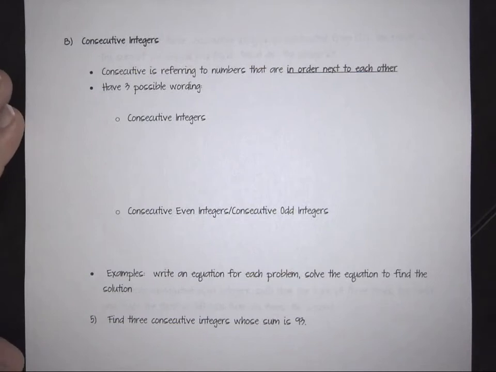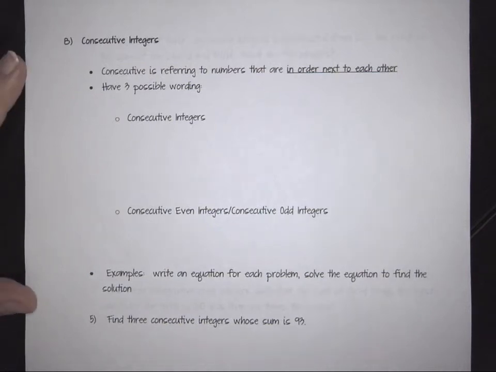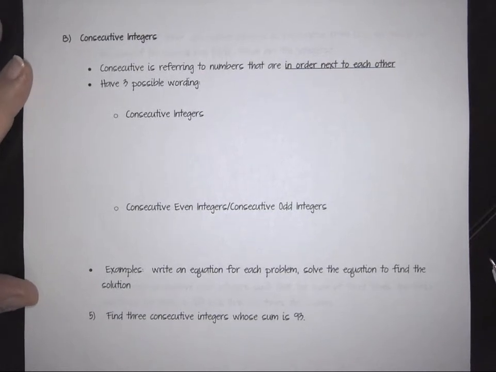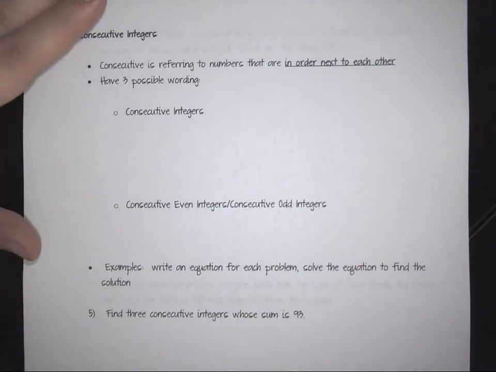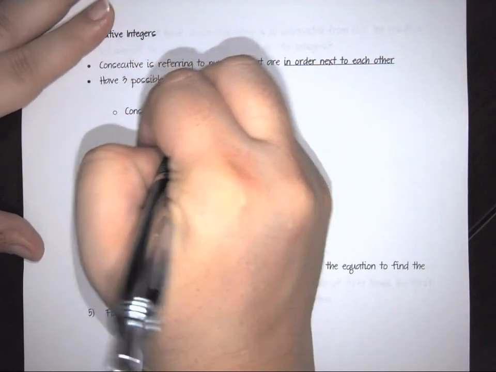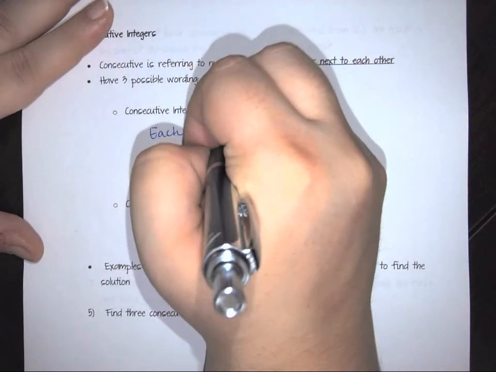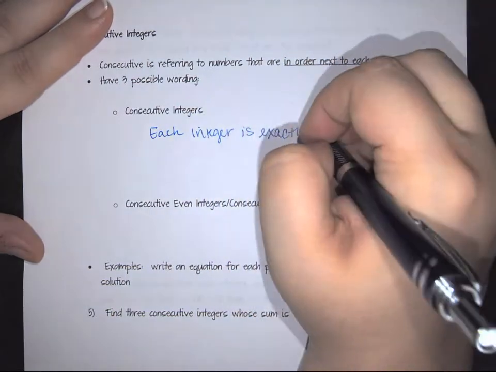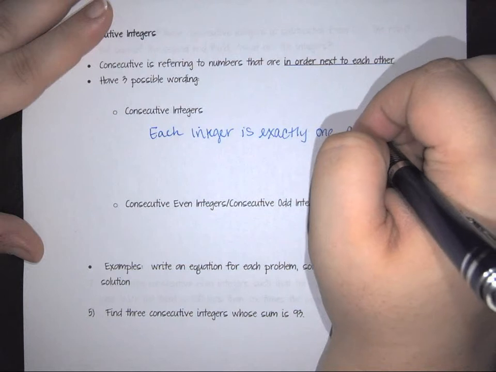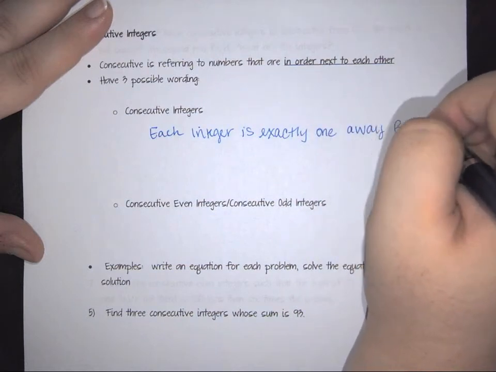So the first thing that we need to know is what consecutive integers are. When we talk about consecutive integers, we are talking about numbers that are right next to each other. Now there's a couple of ways that we can see it. We can see what's called strict consecutive integers. This means that each integer is exactly one away from the other.